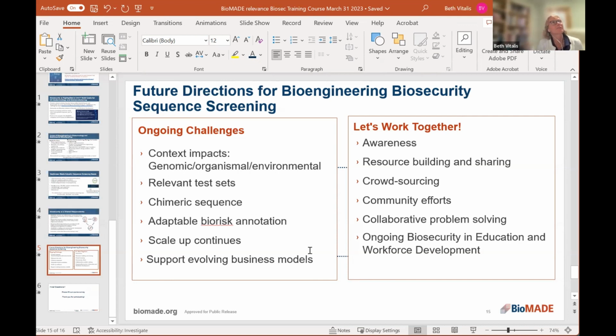So, the challenges first. We hit a lot of these points, but I just want to describe some of them. We saw a lot of value, a lot of reasons why we should be doing biosecurity screenings. I'm trying to bring a high level down to some of the points I wanted to make here. But there are some ongoing challenges, and a lot of them we can solve by working together.